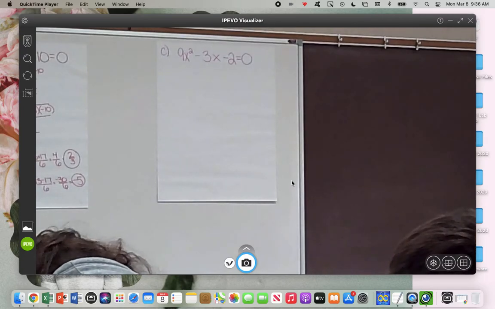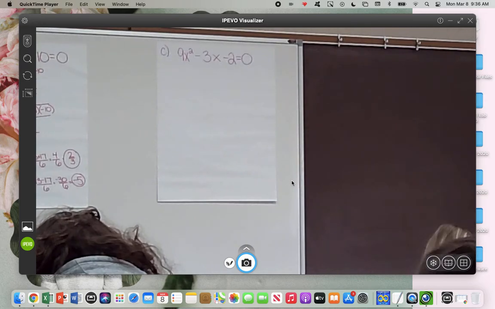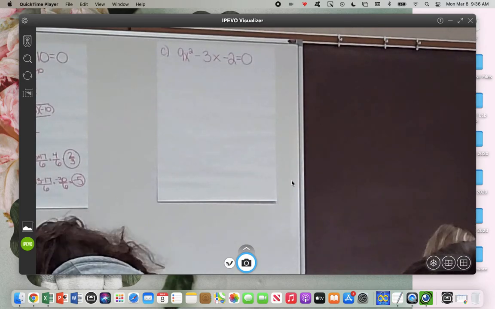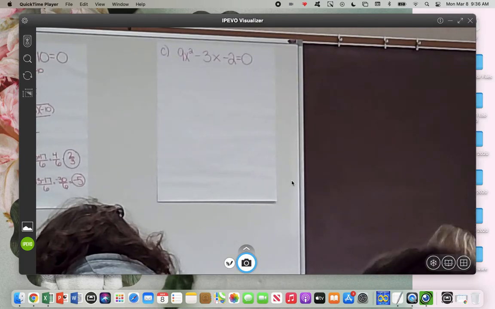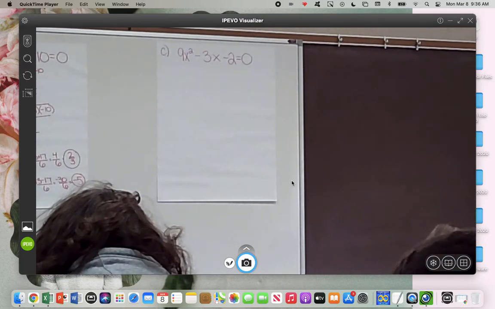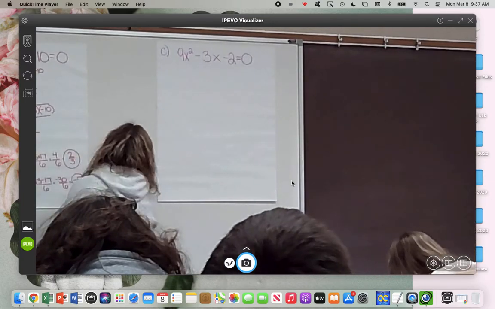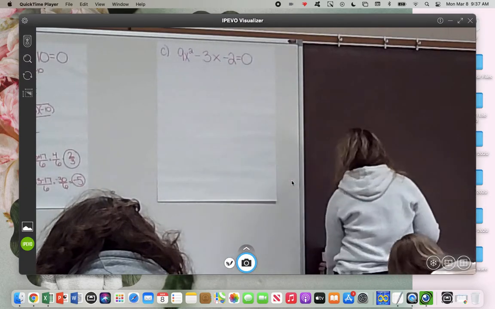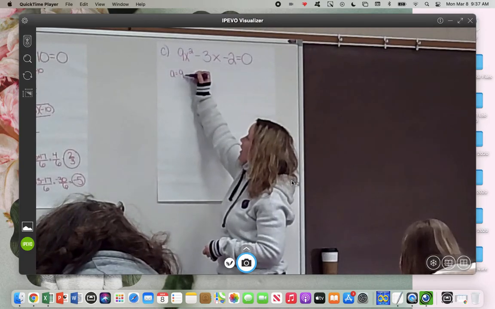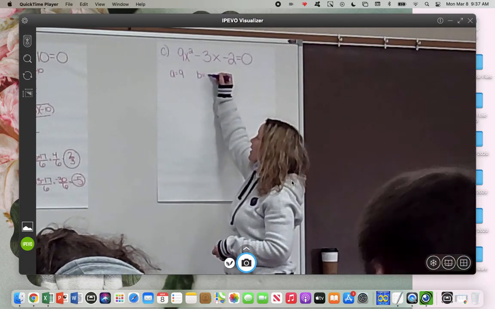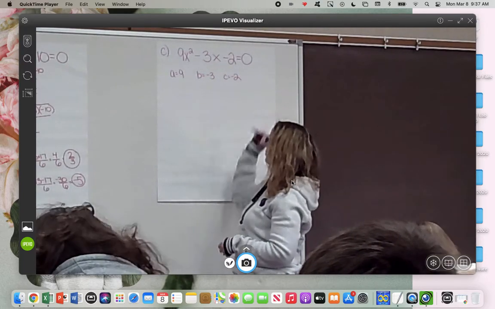Minus 3x minus 2. And actually, I'm going to help you plug this one into the formula, then I'll let you simplify it on your own. All right, so what value am I going to plug in for A? 9. What am I going to plug in for B? Negative 3. And C, negative 2.